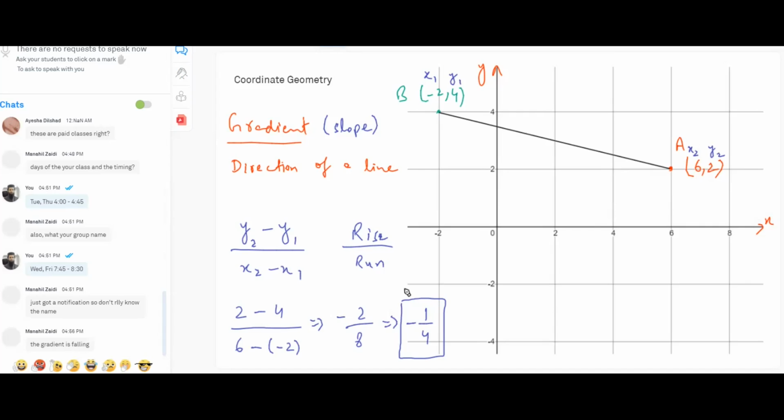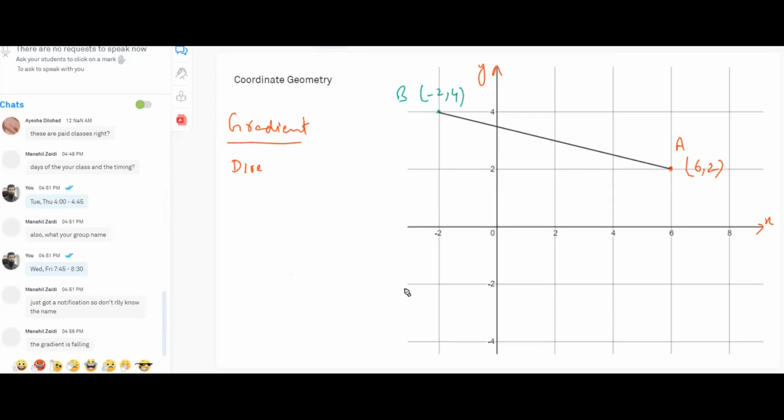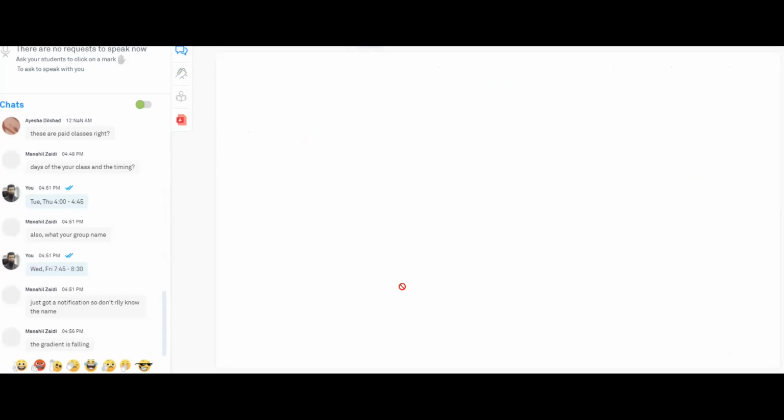Okay? Now, there are different cases that you need to know of. So let's actually discuss those cases. There can be 4 possible directions of lines. You can have a line like this. You can have a line like this, right? You can have a line like this, horizontal, and you can also have a line that looks like this, a vertical line. These are the 4 possibilities of lines you can have, okay?